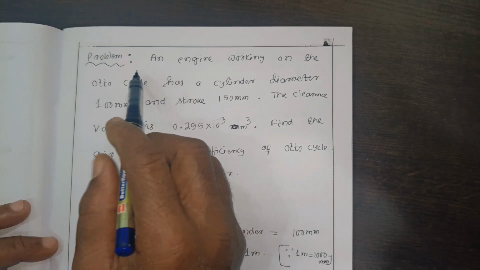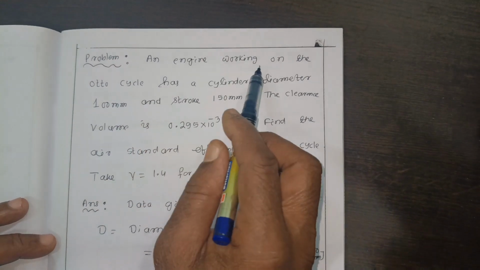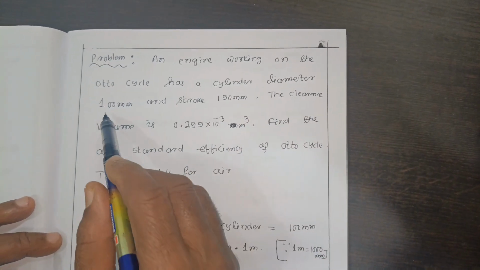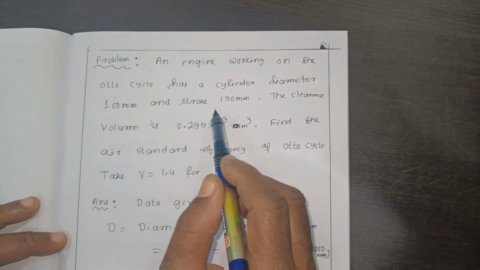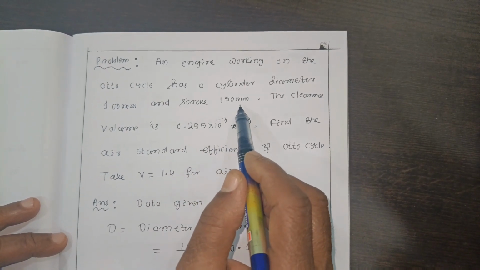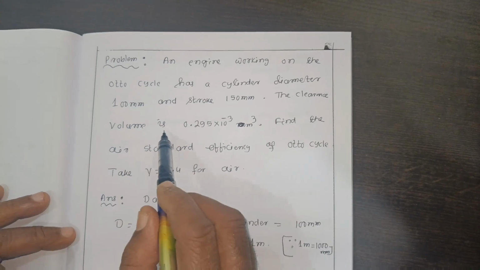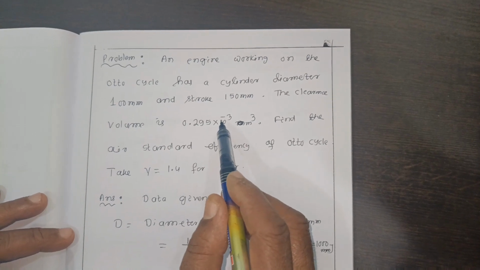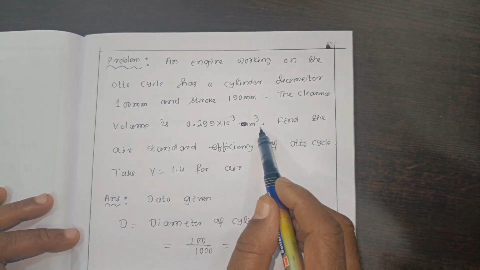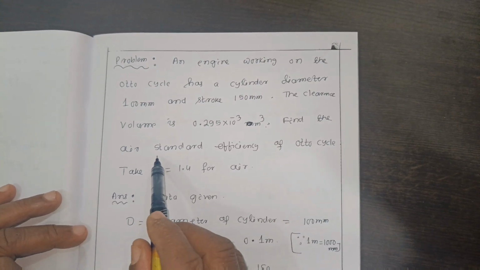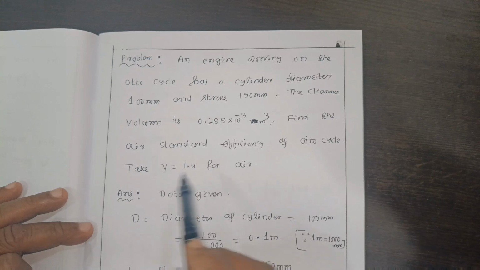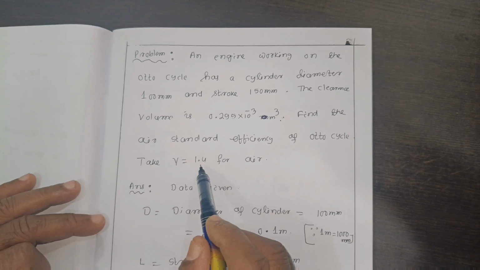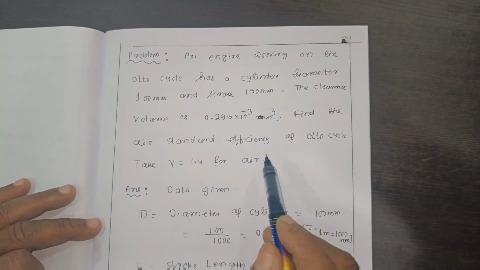Now next question. An engine working on the Otto cycle has a cylinder diameter 100 mm and stroke 150 mm. The clearance volume is 0.295 into 10 to the power minus 3 meter cube. Find the air standard efficiency of Otto cycle. Take gamma is equal to 1.4 for air.